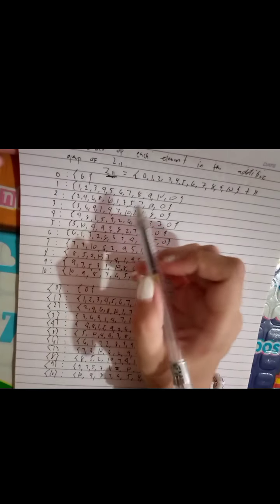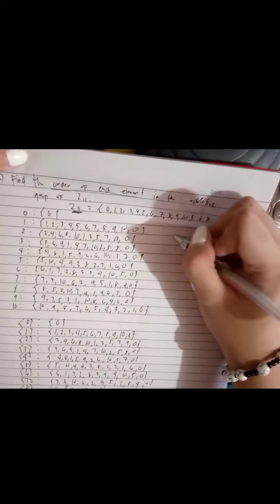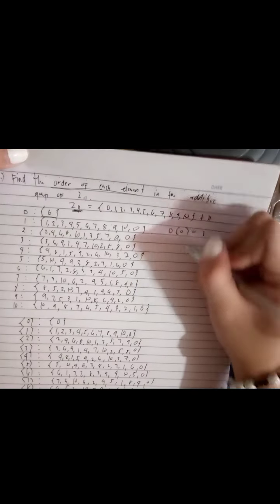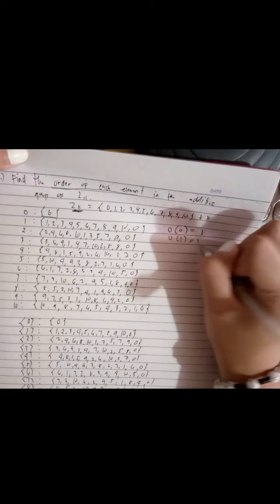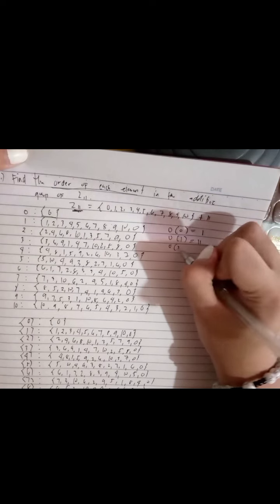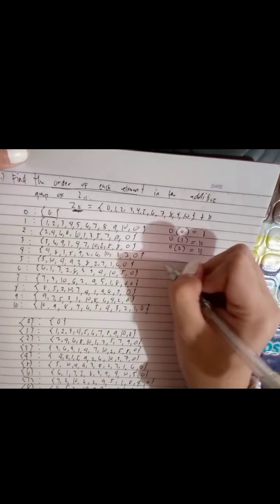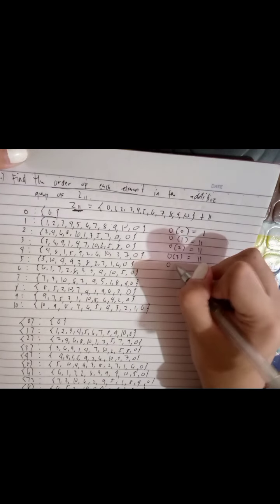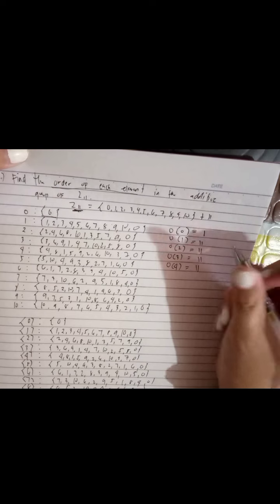Ang next naman na gagawin is hahanapin yung order of each element since naka-indicate siya sa given natin. So, order of element 0 is equal to 1 since meron lang siyang isa. Order of element 1 is equal to 11 since meron siyang 11. Then order of element 2 is equal to 11. Order of element 3 is 11. Order of element 4 is equal to 11.